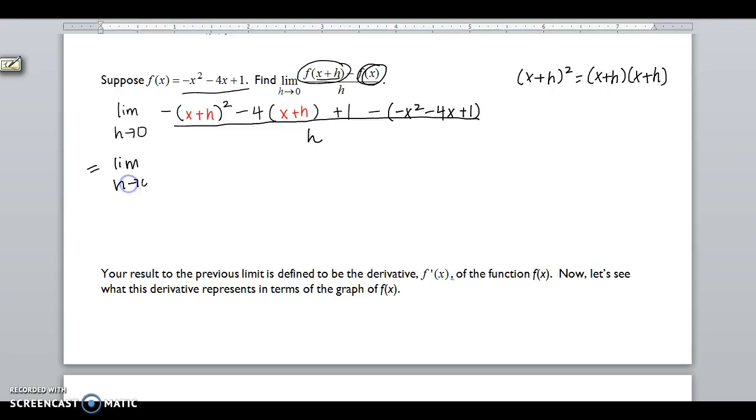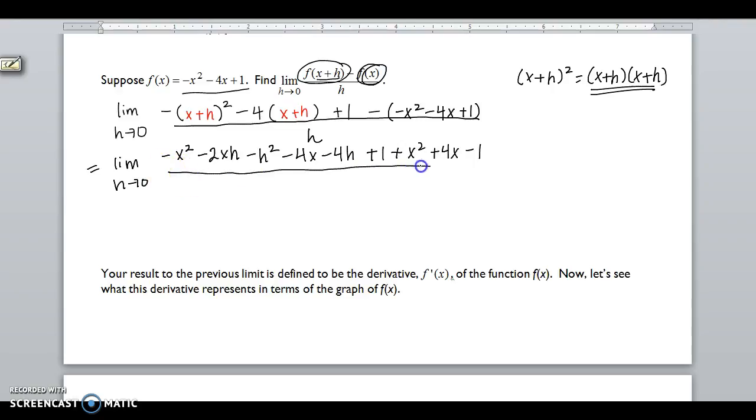So we have the limit as h approaches 0 of negative x squared. The middle term is minus 2xh. And then the last term is minus h squared. So again, that's just from FOILing this out and distributing the negative. And then we need to distribute the negative 4. So minus 4x minus 4h. Plus 1, and then distribute that negative in this last part, plus x squared plus 4x minus 1, all over h.